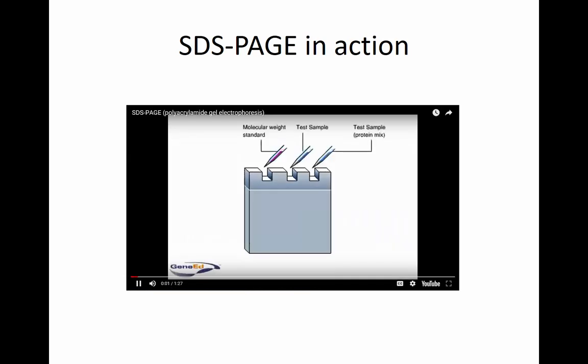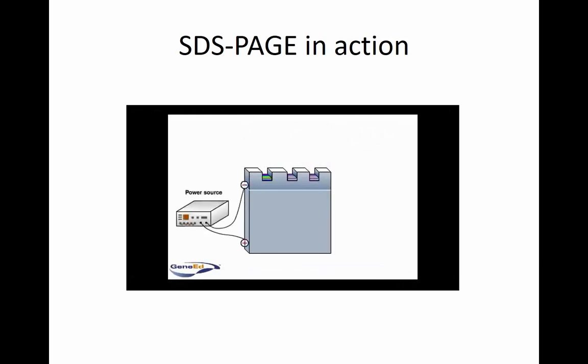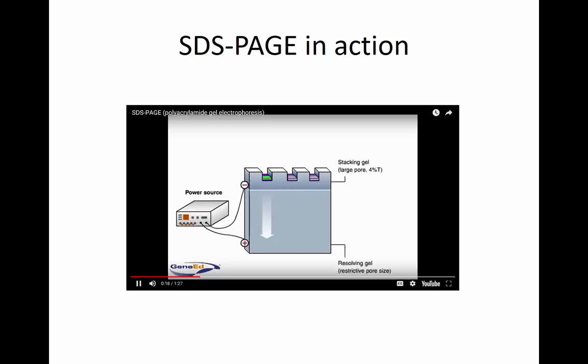Samples and markers are loaded into wells at the top of the gel. A running buffer is added. As electric current runs through the buffer, the negatively charged proteins migrate towards the anode. The polyacrylamide gel contains a stacking layer on top of a resolving layer. The stacking layer, which has a percentage T of around 4%, contains much larger pores than the resolving layer.